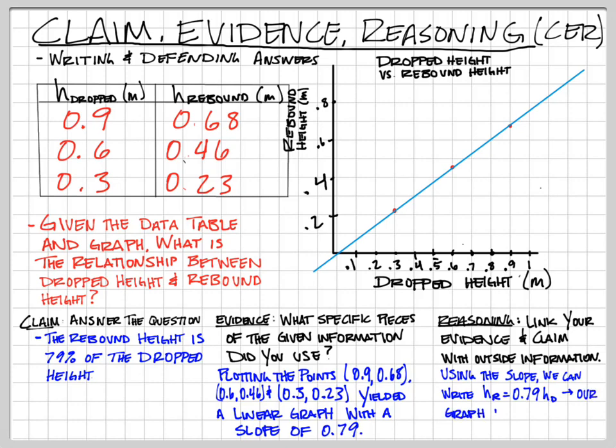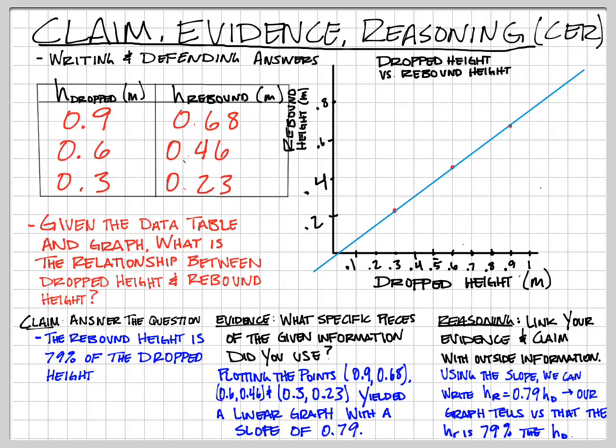So using the slope, we can write out that the rebound height equals 0.79 times the drop height. So then our graph tells us that the rebound height is 79% of the drop height. It seems a little bit repetitive, but we are linking the evidence to the claim. That's what we're after. The slope is 0.79. That's a piece of evidence, saying that the slope describes the relationship between those two things and explaining how. That's the reasoning.